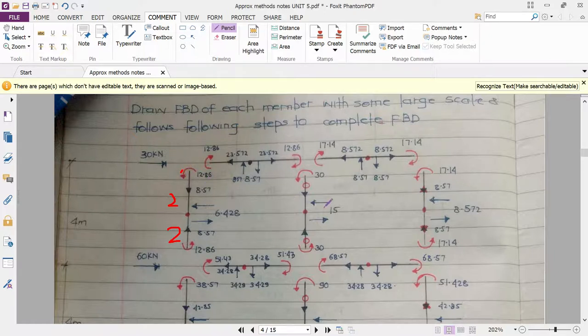Similarly here 15 kilonewton is there, multiplied by 2, the answer will be 30. Again we have to apply the anti-clockwise moment here, because this shear force will apply on the column and try to deflect the column in leftward direction. Okay, now similarly here also. So in this way we will get the answer of the moment.